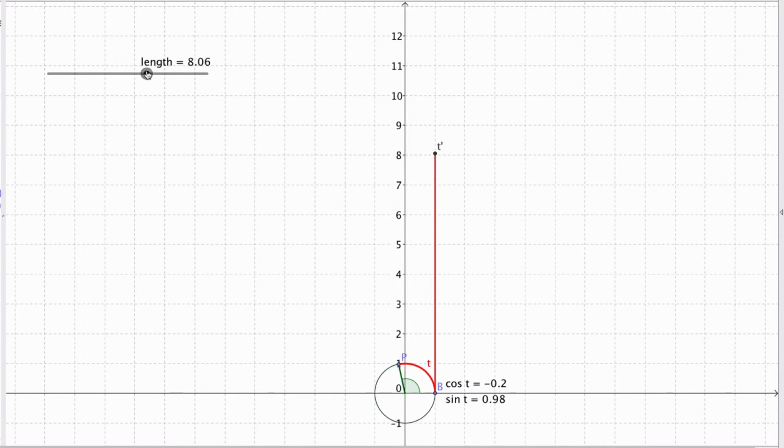Here I go to 8.9, 8.1, 2, 6, 7. Okay, it's in between those two.